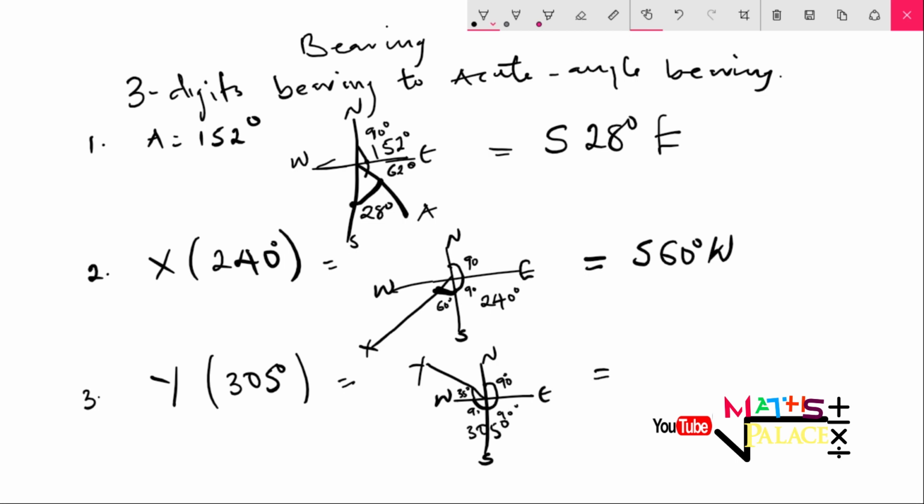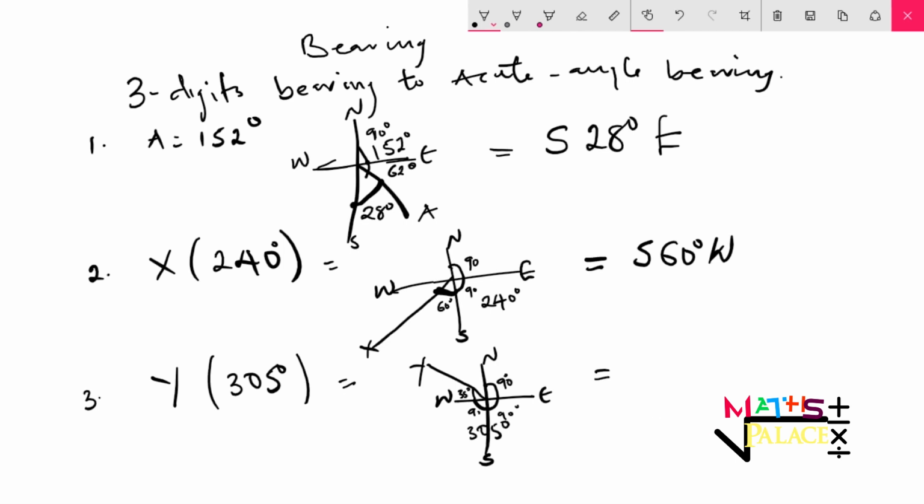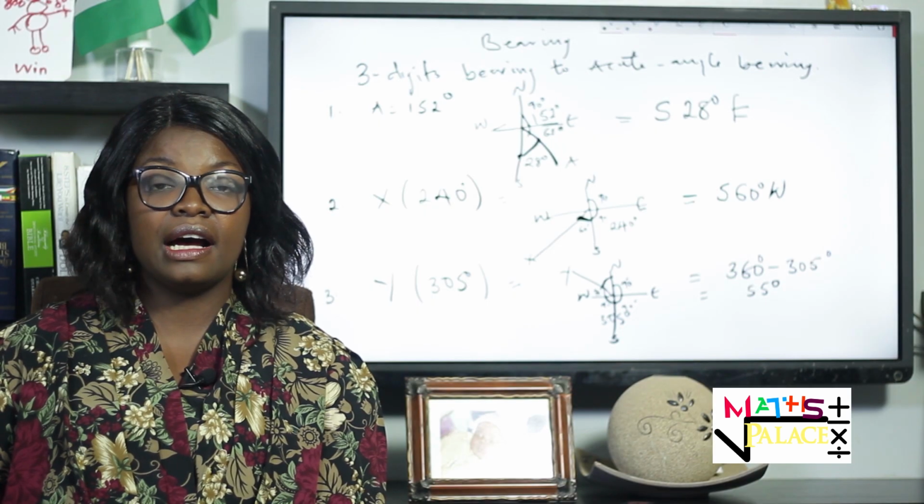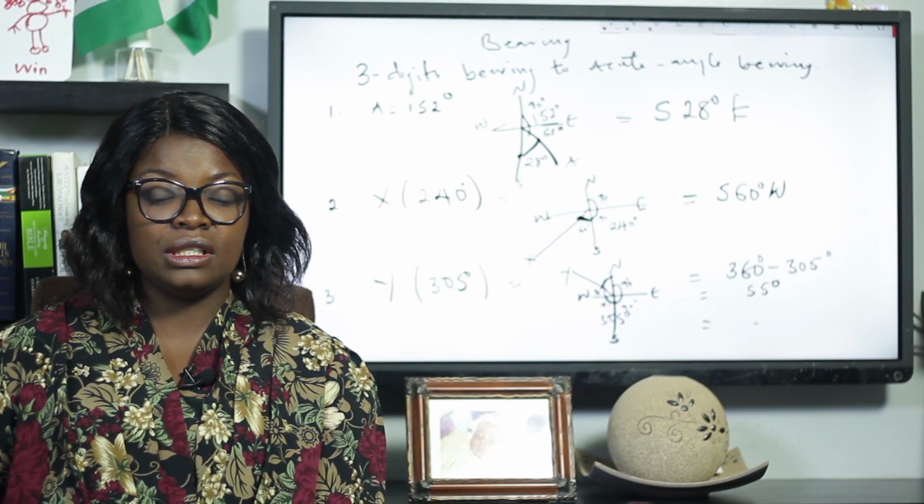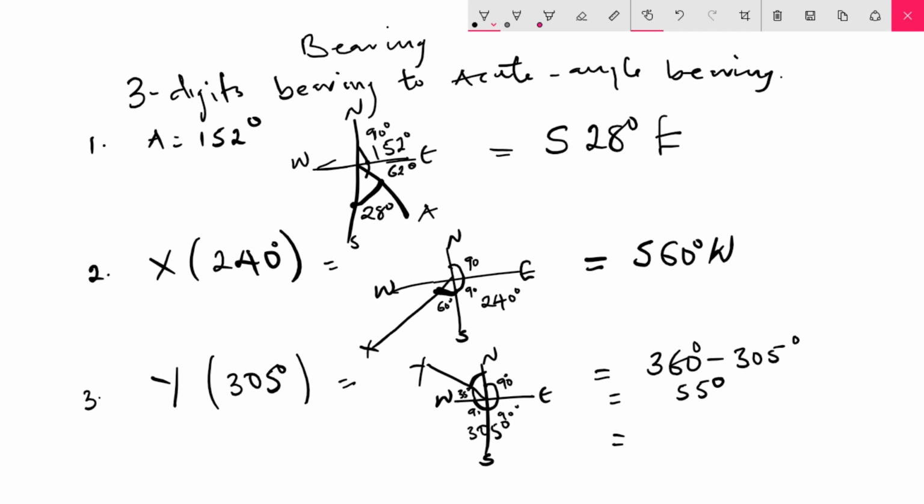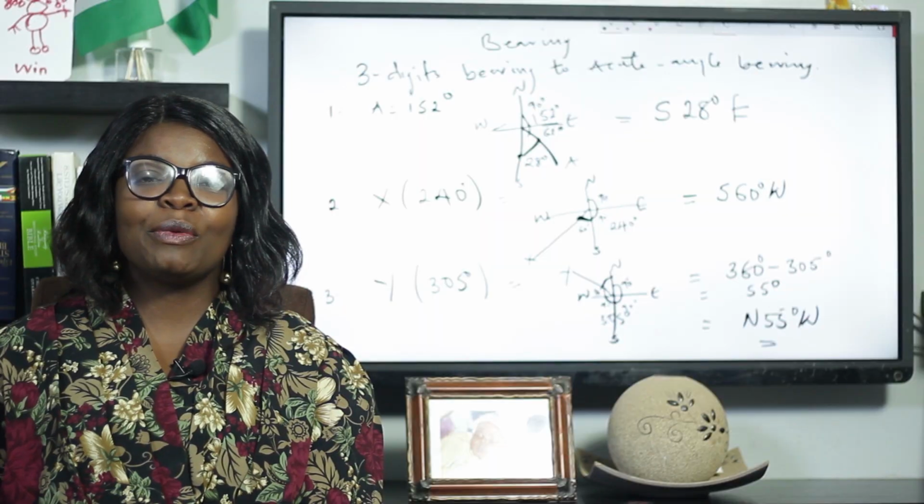Now, having this in acute angle bearing, this is in the northwest zone, so we shall be taking it from the north. So from the north to the point Y will be our acute angle bearing. And this is the same as 360 minus 305, and that will give us 55 degrees. So our acute angle bearing for this point Y, 305 degrees, is north 55 degrees west. That will be all for now.